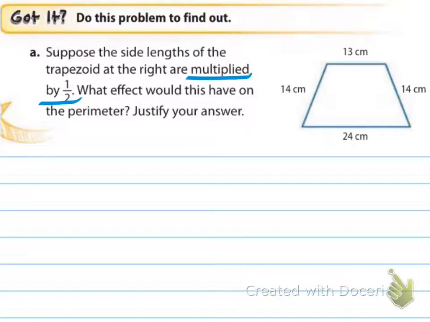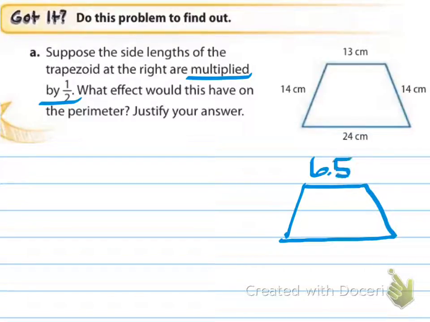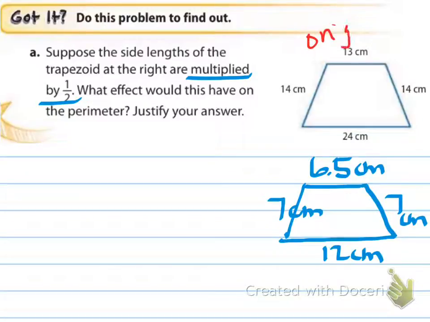All right, so it says suppose the side lengths of the trapezoid at the right are multiplied by 1/2. So I'm just going to redraw it here. It originally had 13, so if I'm multiplying by 1/2, that really means dividing by 2, and so I'm going to have 6.5 centimeters. And then each of my sides will be 7 centimeters, and then my bottom will be 12 centimeters. So it's asking what the effect is on the perimeter. So that means I need to find the perimeter for the original, and then a perimeter for the new.